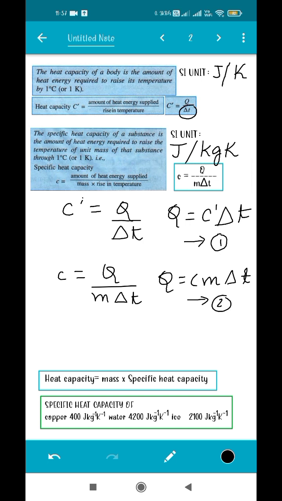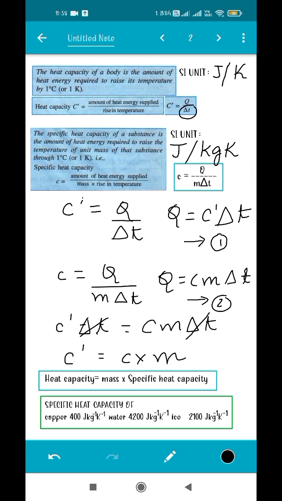So in both the cases we have Q on the left hand side, so the right hand side will be equal. So C dash into del T is equal to small c into m into delta T. Here delta T and delta T will get cancelled out. So what do we get? C dash is equal to c into m. That means C dash was heat capacity and c was specific heat capacity. So our heat capacity is equal to mass into specific heat capacity, which I have written below.